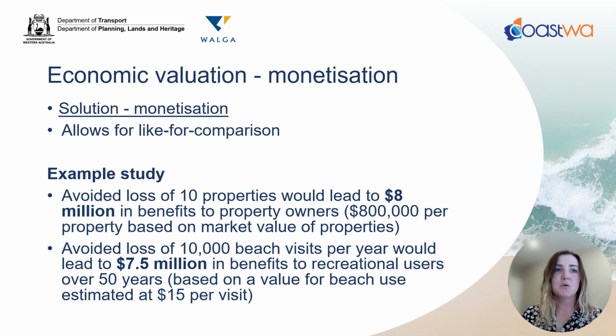So going back to that example, we've got avoided loss of 10 properties, and we say that would lead to $8 million in benefits to property owners, based on a hypothetical example of $800,000 average property price based on the market value of properties. Then for the avoided loss of 10,000 beach visits per year, we can estimate the value for each beach visit at $15 per visit based on previous studies, and that would give us a value of 7.5 million in benefits. So we can then directly compare the 8 million and the 7.5 million and identify which is bigger.